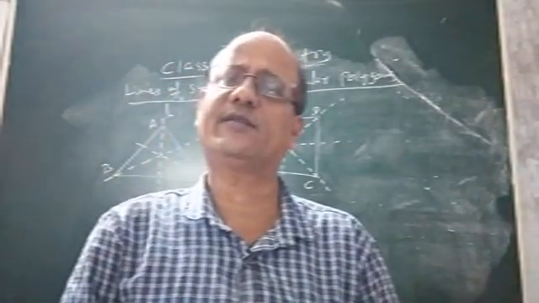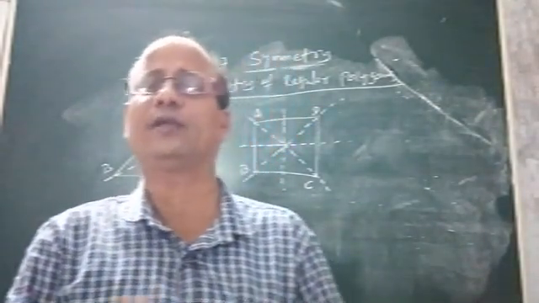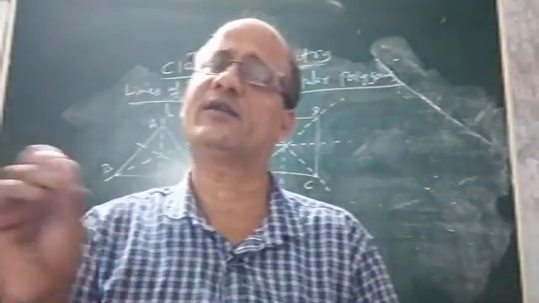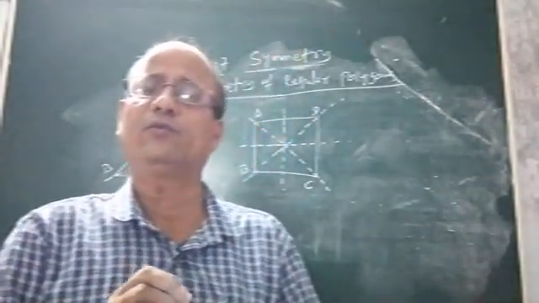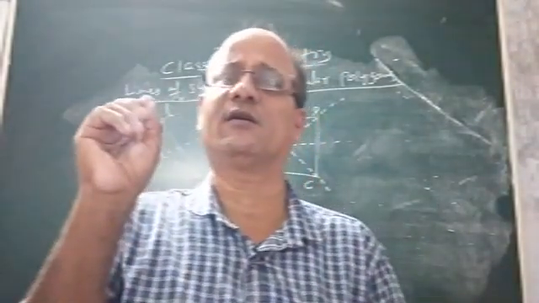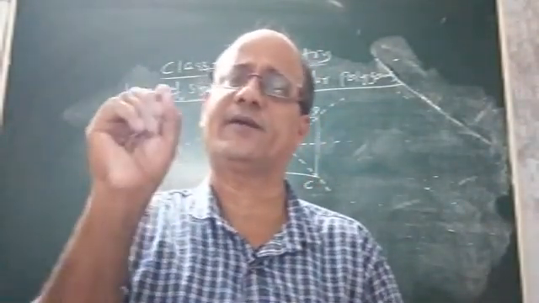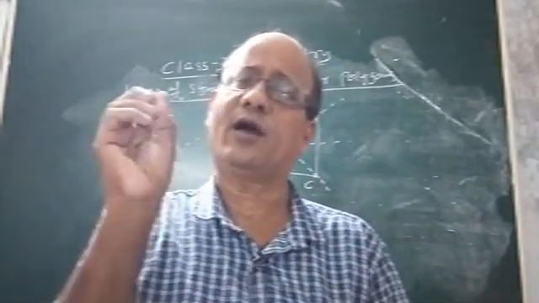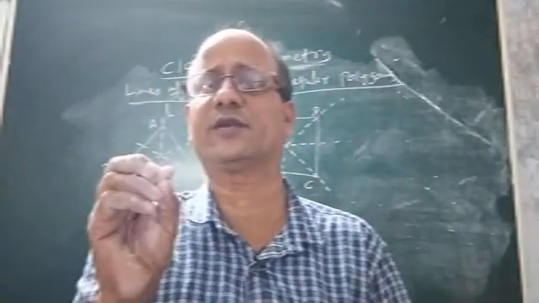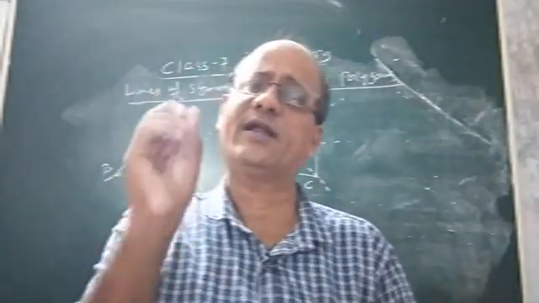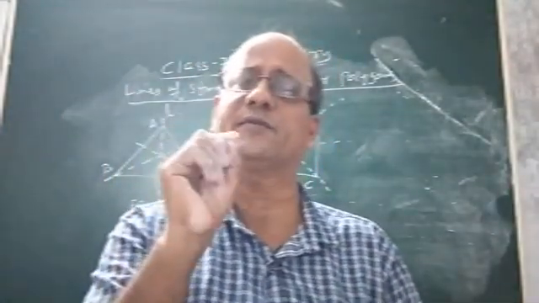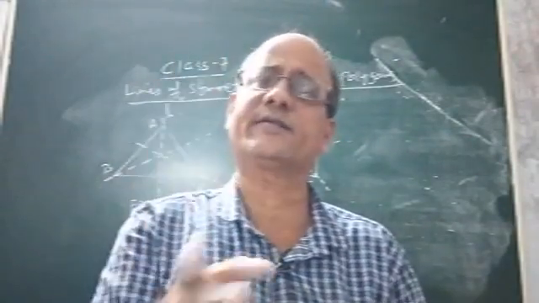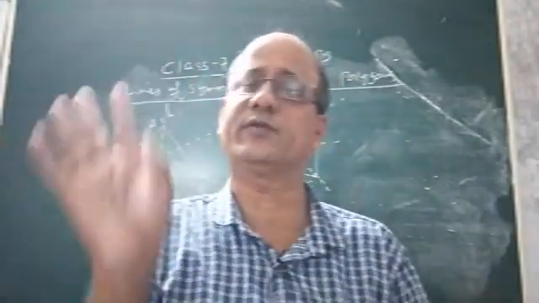Children, in the last class we were discussing the line of symmetry of different triangles and quadrilaterals. While discussing the line of symmetry of triangles, I first discussed the isosceles triangle. I explained how to find its line of symmetry, where we proved that an isosceles triangle has one line of symmetry. It is the bisector of the vertical angle or vertex angle, or median, altitude, whatever you say.